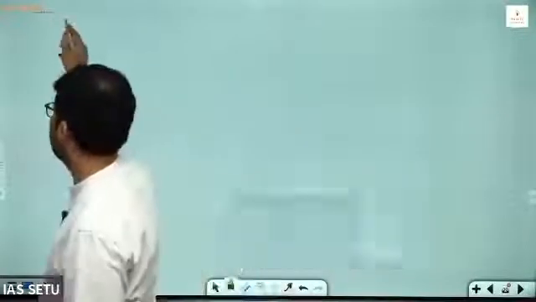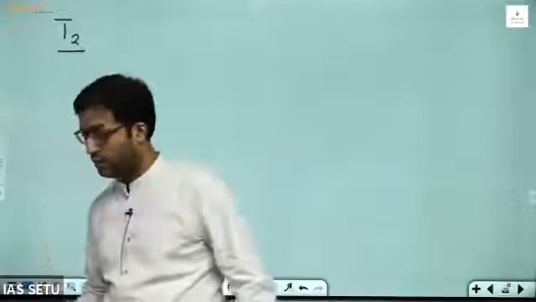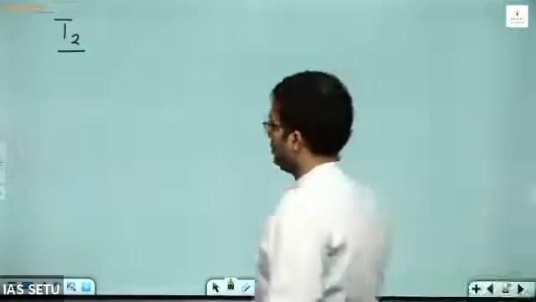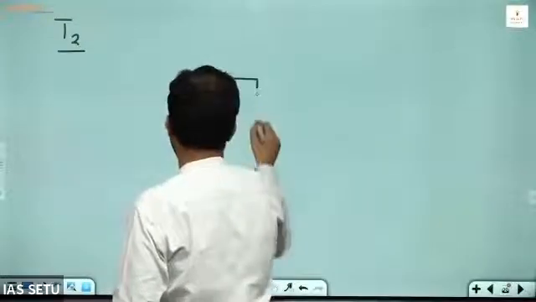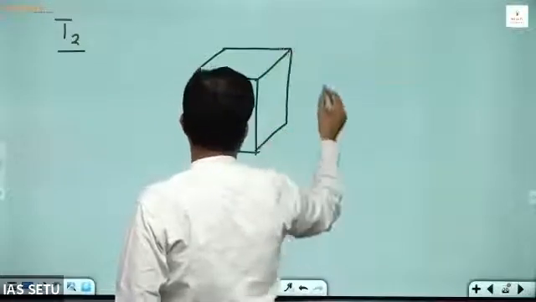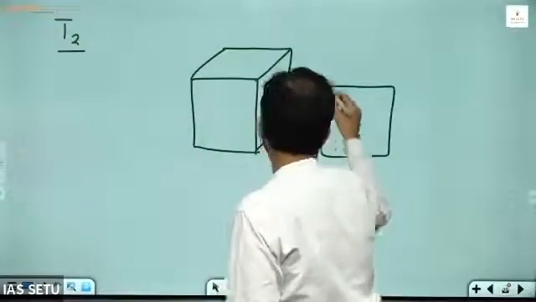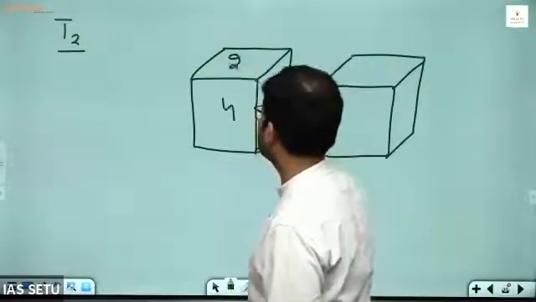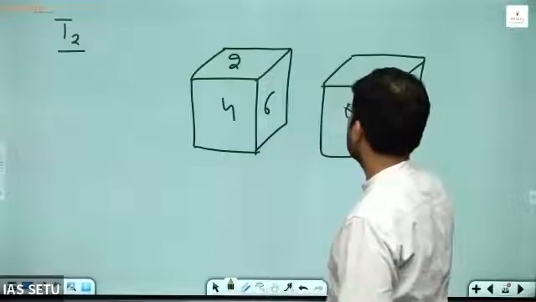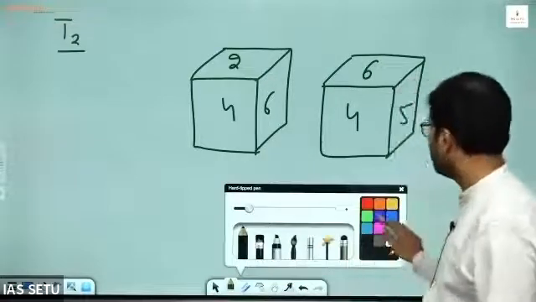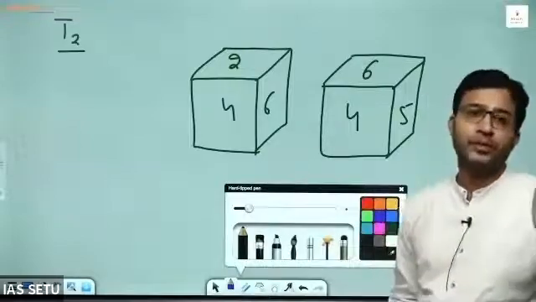Now next I come to type 2 question. Type 2 question, where we have 2 faces common. This is 2, 4, 6. This is 4, 6, 5. See, some students by mistake use property number 6 here.